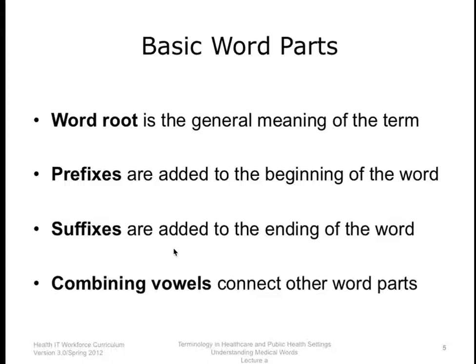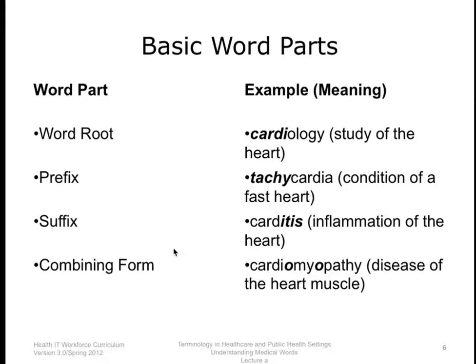Prefixes go at the beginning of the word, suffixes at the end of the word, and combining vowels connect the word parts. So here's an example of how each is used. This first word, cardiology: the word root is cardi. Cardi means heart. Ology means study. That is a suffix. So cardiology means study of the heart. Now we take that same word root and we put the prefix tachy in front of it. Tachy means fast. So tachycardia is the condition of having a fast heart. We take that same word root, cardi, and we put itis behind it. Itis means inflammation. Carditis means inflammation of the heart.